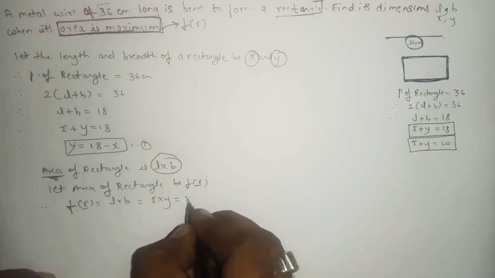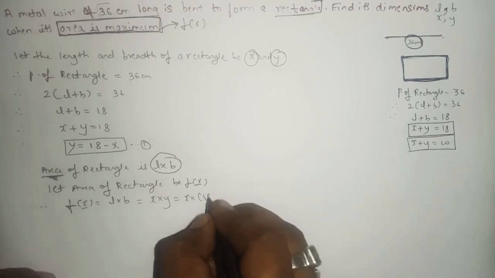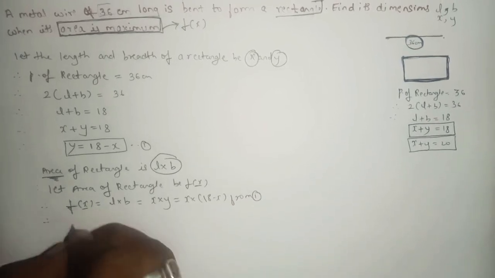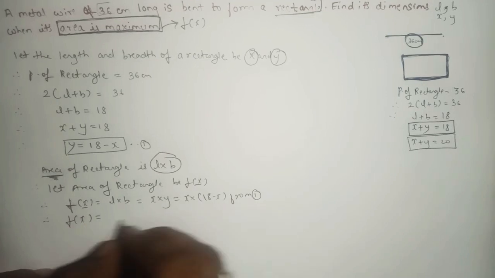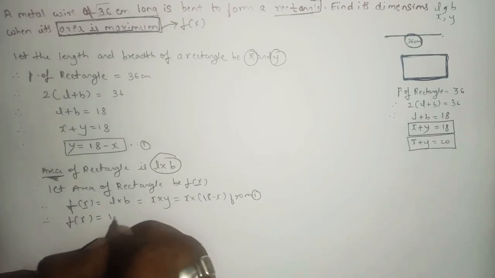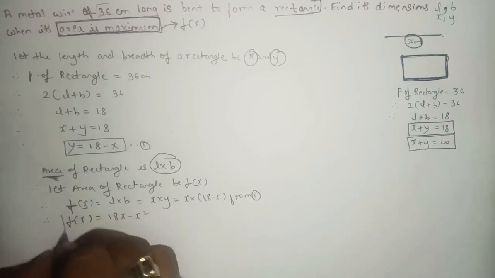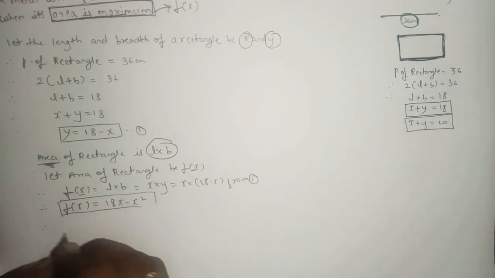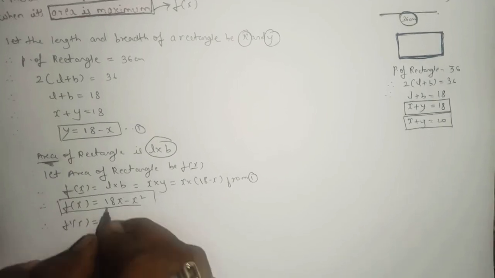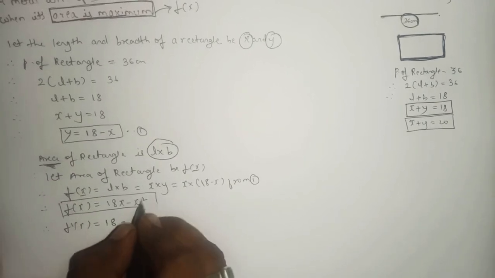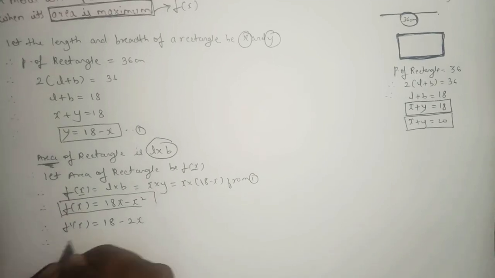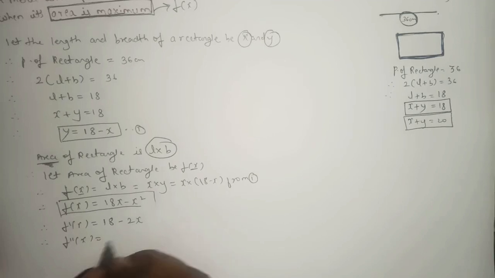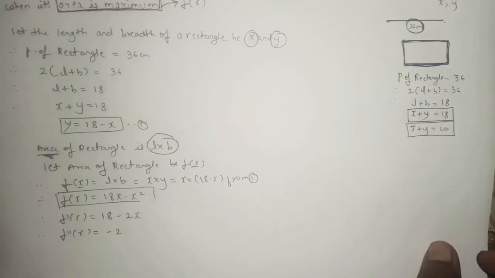So x into, what is the value of y? It is 18 minus x. So this we got from the equation number 1. So therefore the proper f of x here will be 18 into x, it is 18x minus x square. So this is the proper f of x. Okay, after getting the proper f of x, we'll find the first derivative. So 18x is what? 18. x square will be what? 2x. The second derivative will be what? 18 derivative is what? 0. Minus 2x derivative will be what? Minus 2. Yes or no? Okay.